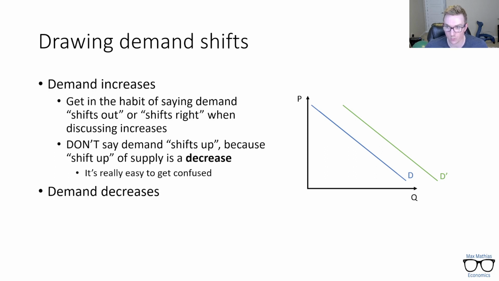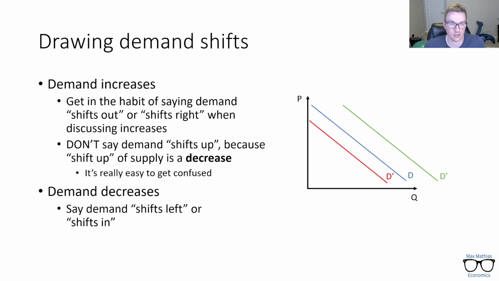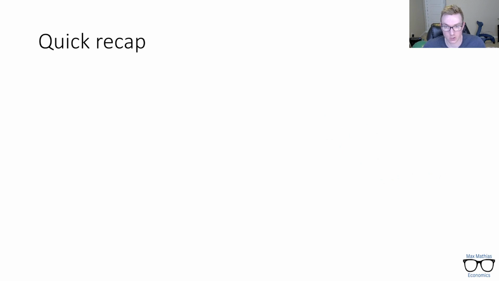Demand decreases, we're now taking this original blue demand curve and dragging it to the left, right? And again, what this literally means is at any given price, quantity demanded has fallen. And again, get in the habit of saying demand shifts left or shifts in. Don't say it shifts down, because a shift down of supply is an increase, right? So get in the habit, increases are always shifts to the right, decreases are always shifts to the left, and you'll be golden. All right, so let's do a quick recap here.